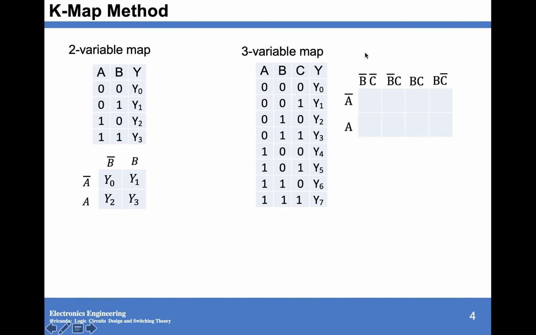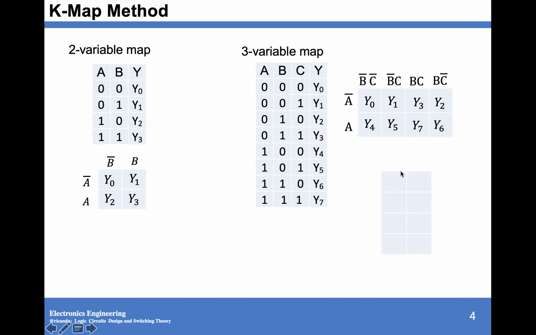Then this is the location which belongs to A bar B bar C bar, that is 000. This is your Y0. This will be your Y1. This will be your Y2, that is A bar B C bar, which is equivalent to 010, or 2. This is 011, that is 3. Then this is 4, 5, 6, and 7.